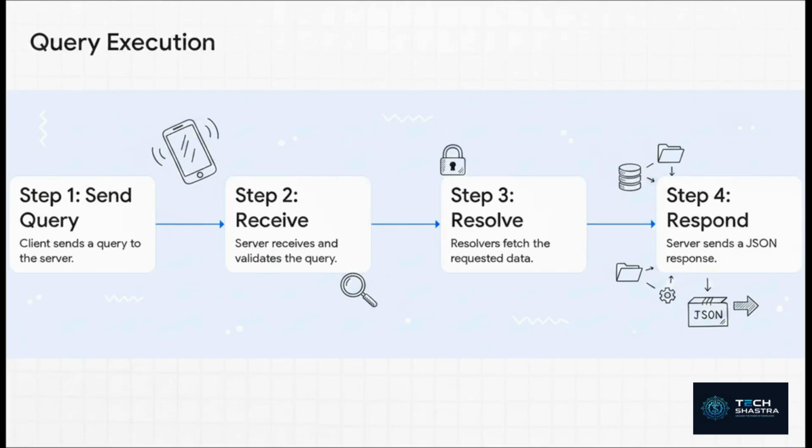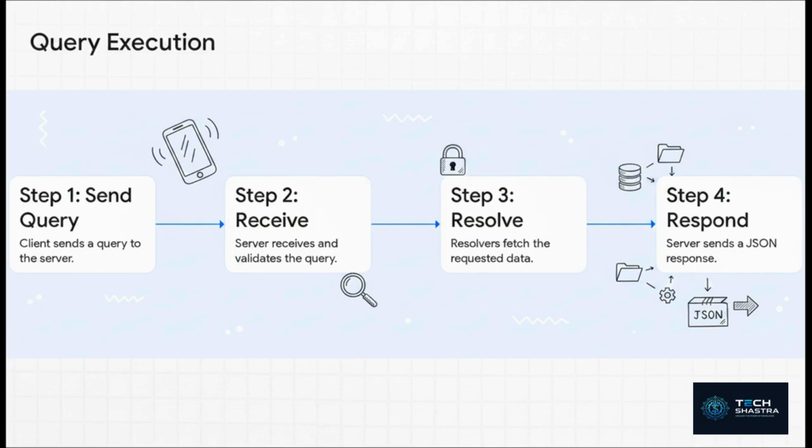So, let's walk through how this actually works, step by step. It's pretty cool. First, your app on the front end sends a query. The server gets it and checks it against the schema to make sure it's valid. Then, for every single field you asked for, the server calls the right resolver.